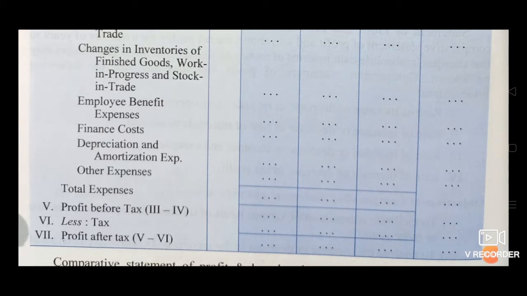Okay, so this format is fixed for the statement of profit or loss of the company. After constructing this format, we have to prepare remaining columns and prepare comparative profit and loss statement. Okay, so now let's start first problem.